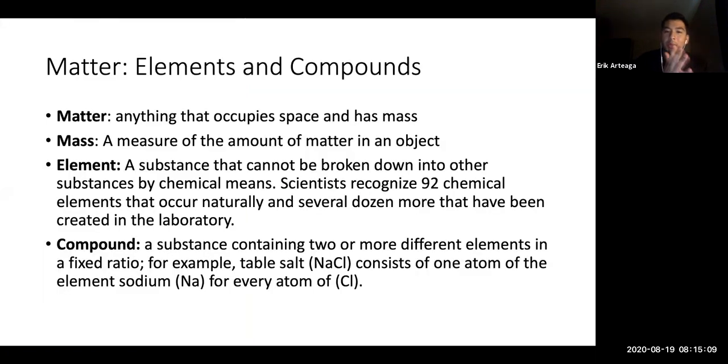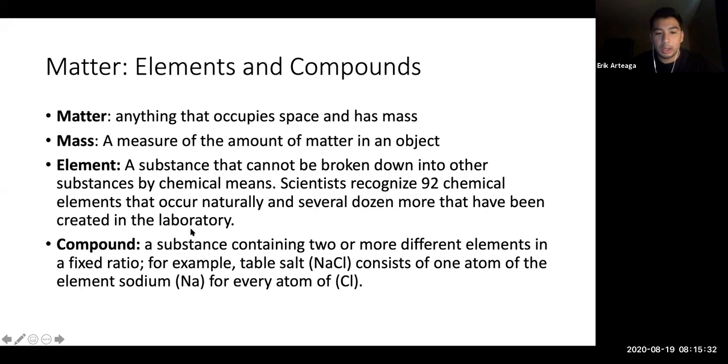So matter, elements and compounds. Matter is anything that occupies space and has mass, okay? Mass, a measure of the amount of matter in an object. Element, a substance that cannot be broken down into other substances by chemical means. Scientists recognize 92 chemical elements that occur naturally and several dozen more that have been created in the laboratory.